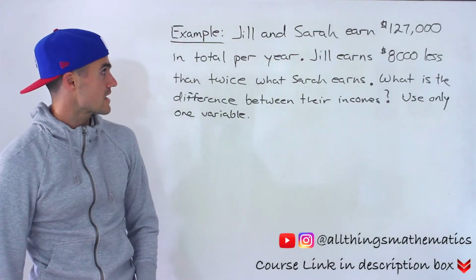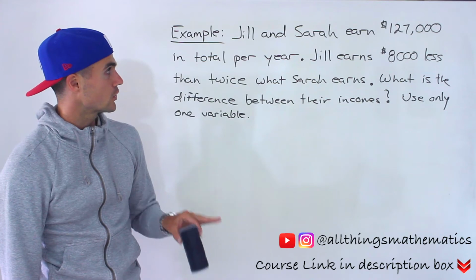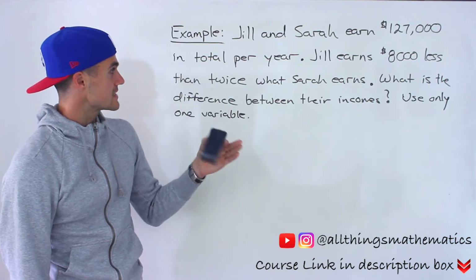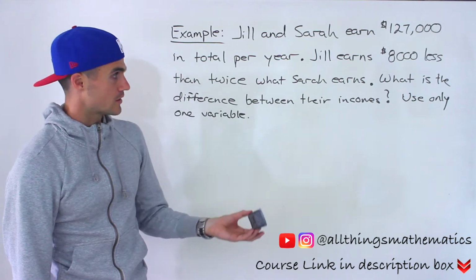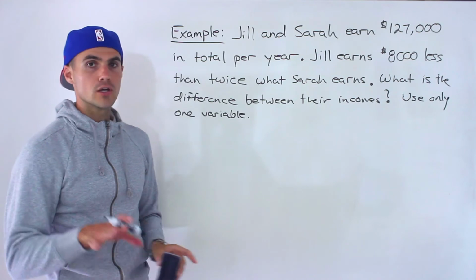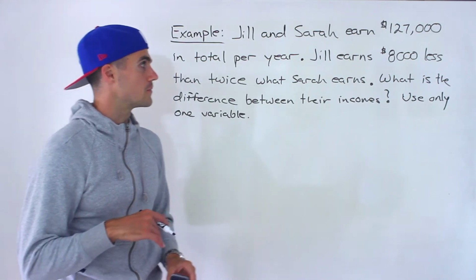And in this next example, we're told that Jill and Sarah earn $127,000 in total per year. Jill earns $8,000 less than twice what Sarah earns. What is the difference between their incomes? And we're only going to use one variable.